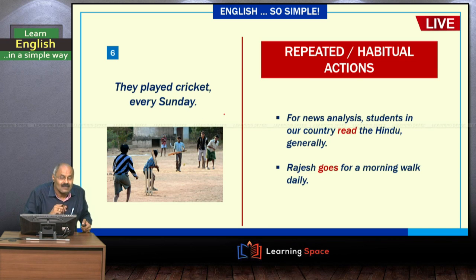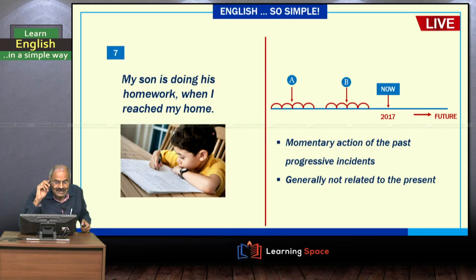Look into the next one. They played cricket every Sunday. Here, repeated or habitual actions will go with the simple present. "They play cricket every Sunday" is the right sentence.